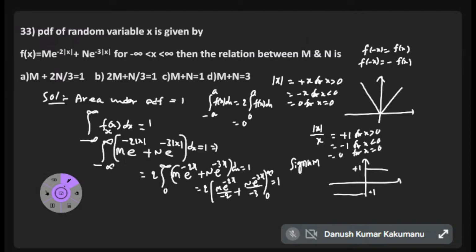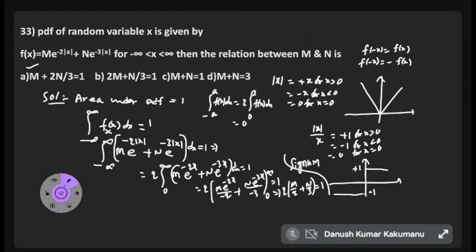What is the result you will get here? m by 2, n by 3. Plus m by 2 plus n by 3. Yes or no? Upper limit minus lower limit. Multiplying with the 2, what is the result you will get? 2 into m by 2 plus n by 3 is equal to 1. Simplify this. Which option is correct? m plus 2n by 3, that is the answer. Is it clear to all of you?